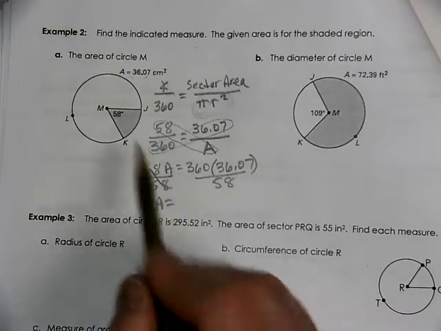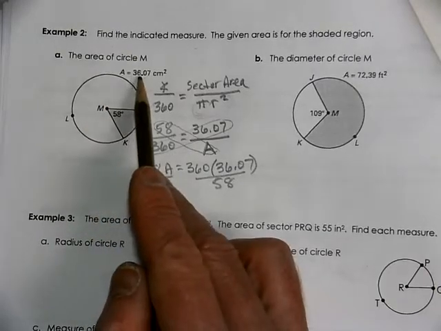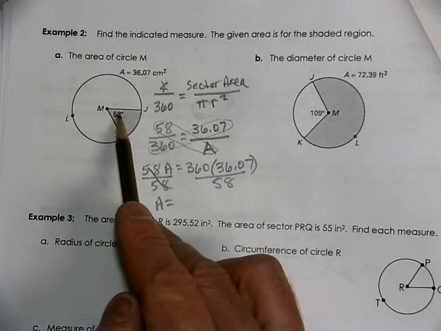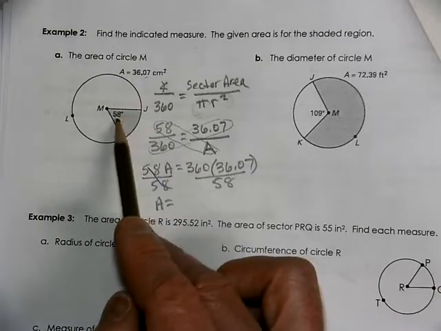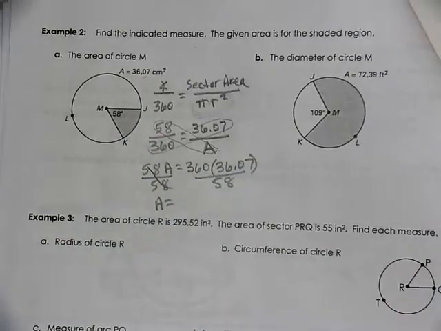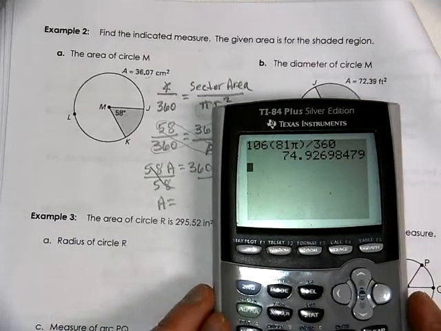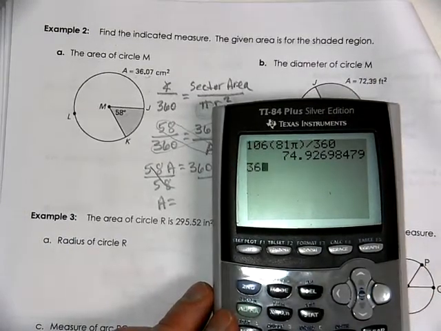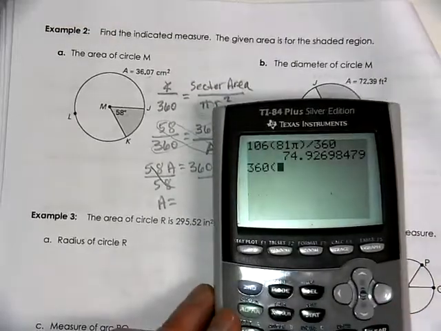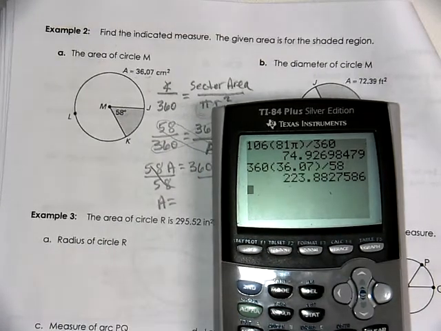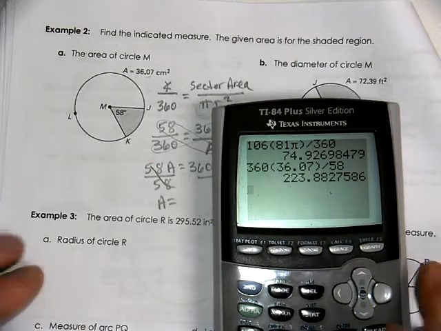I'm expecting the full circle to be more than the sectors. And because this is a relatively small angle, it's going to be considerably more, probably 6 times that much. Let's find out. So we're going to take 360 times 3607, and we're dividing that by 58. And we get 223.88.